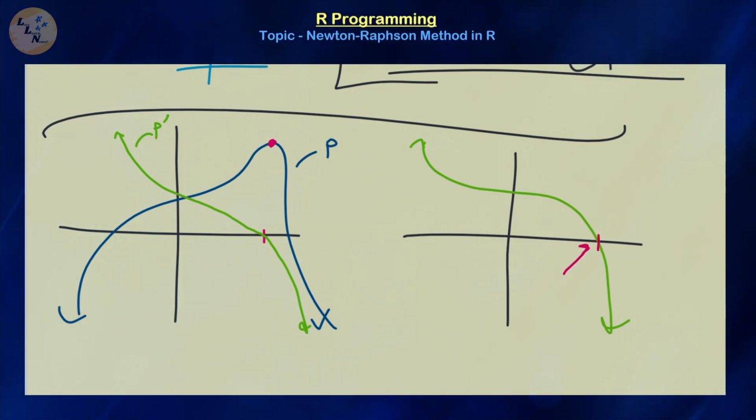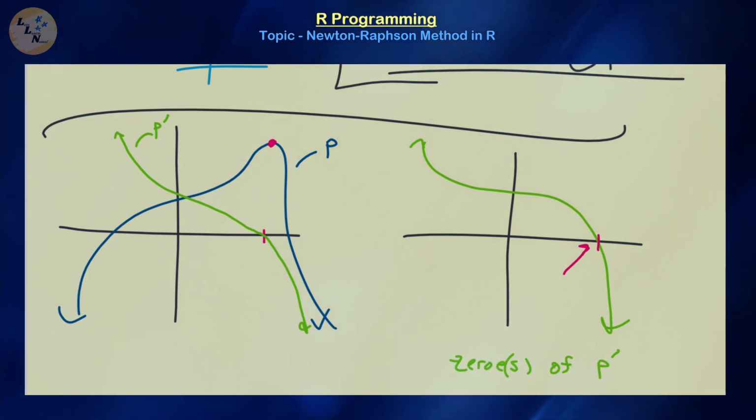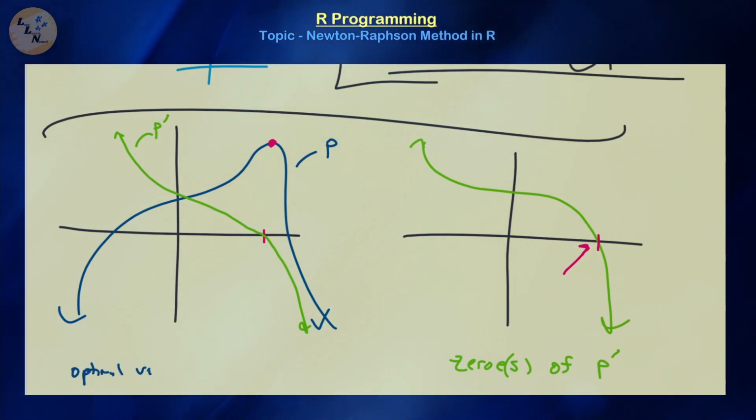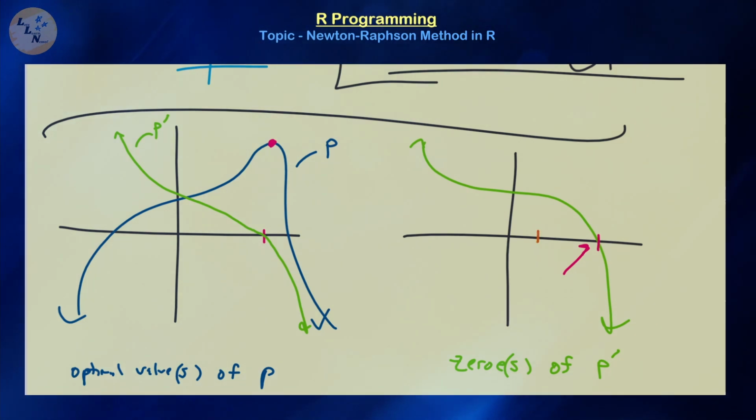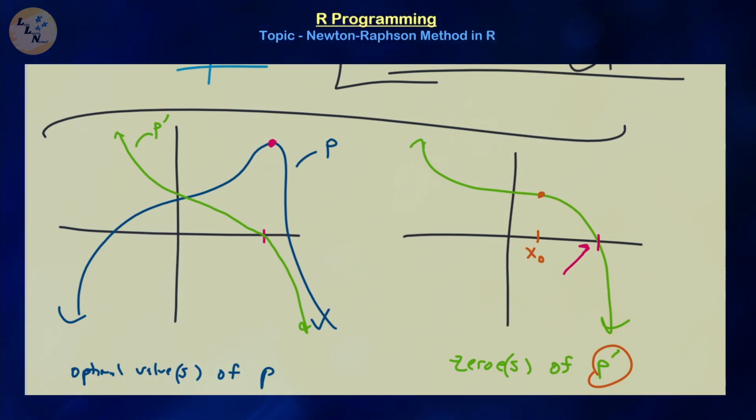So our goal is to find the zeros of p prime, which is the same as finding the optimal values of p. So how does the Newton-Raphson method do what it does? What we're going to do is an initial guess. Let's call it x0. And then we're going to plug that initial guess into the derivative of the function that we're trying to optimize. That's going to give us some value over there.